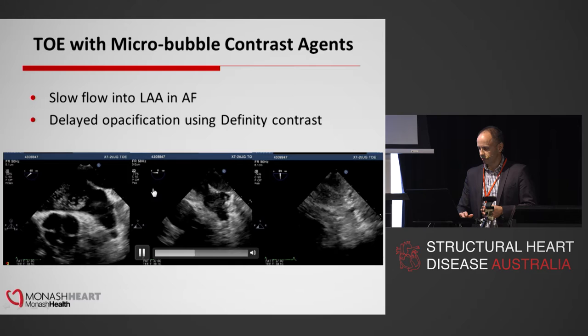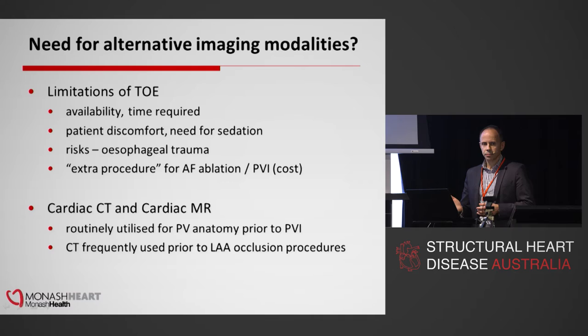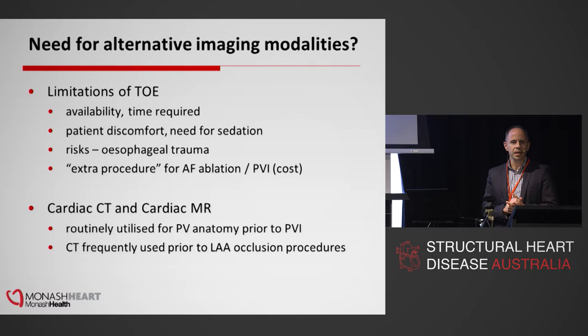Of course, there are some limitations of TOE, and there are competing imaging modalities now for detection of thrombus in the left atrial appendage. More and more important clinically, because patients coming up for PVI, atrial ablation for AF, are routinely having pulmonary vein mapping with CT or CMR. And the desire is really for a one-stop shop where we can avoid this now extra procedure of doing a TOE to exclude thrombus in the appendage prior to the procedure. And the data for CT is actually pretty extensive and looking pretty good.